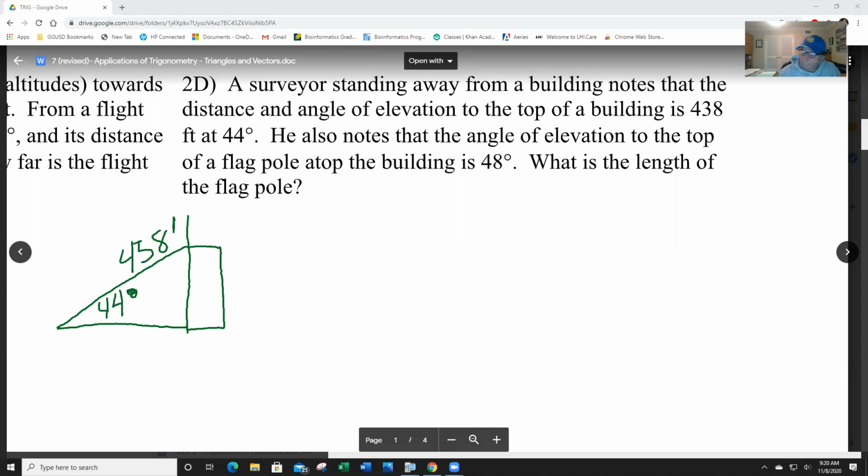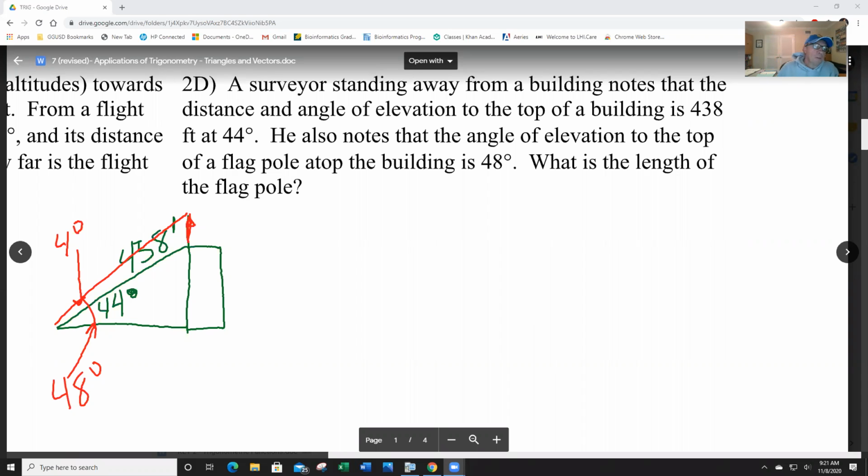Okay, and there's a flagpole up here, so I'm gonna change colors and draw me a flagpole. There's a flagpole right there. How about that? Okay, and that flagpole, the angle of elevation to there, so this right here, I'll put an arrow there, is 48 degrees, meaning the little teeny angle there is 4 degrees. Okay. All right, now they want the length of the flagpole.